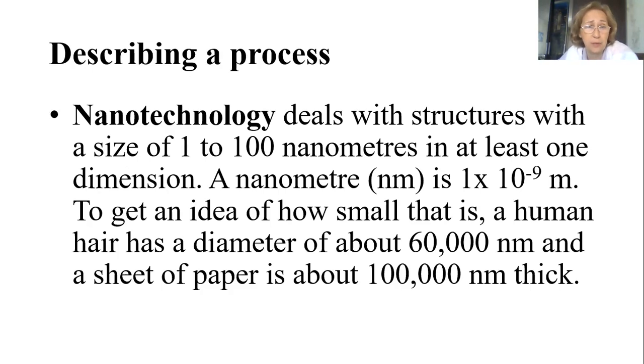So the definition of nanotechnology, which Adana has already said: structures with the size of 1 to 100 nanometers in at least one dimension. A nanometer is, as you've said, 10 to the power of -9 meter. For example, a human hair has a diameter of about 60,000 nanometers, and a sheet of paper is about 100,000 nanometers thick. And you see that nano structures are much smaller.